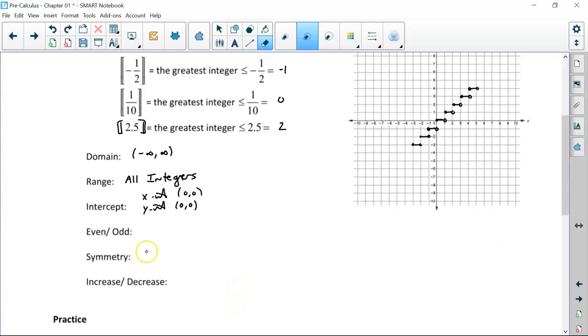Even and odd, there's no symmetry, so there's none. And now it's increasing and decreasing. It's actually constant between consecutive integers.